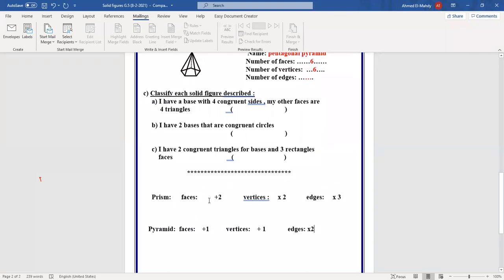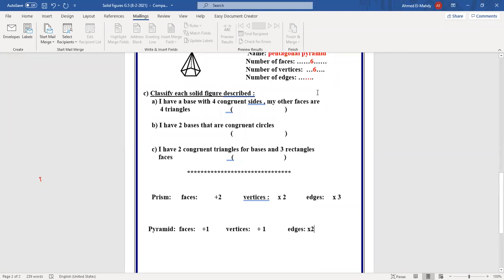Faces in the prism plus 2, vertices multiply by 2, edges multiply by 3. Of course, what you add or multiply is the number of base sides. You check the base sides, how many sides are in it, and then to find the number of faces, add 2. Number of vertices, multiply by 2. Number of edges, multiply by 3. This is the prism. Also in the pyramid, according to the number of base sides, faces plus 1, vertices plus 1, edges multiply by 2.